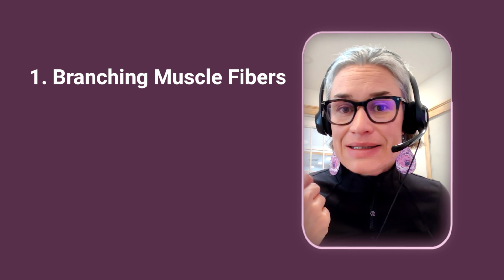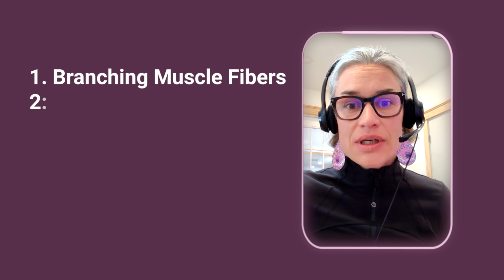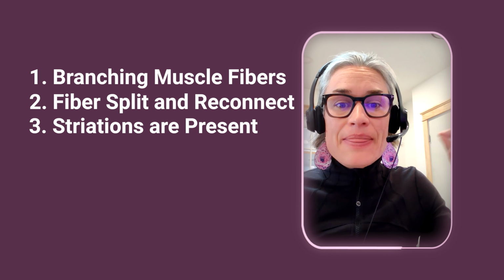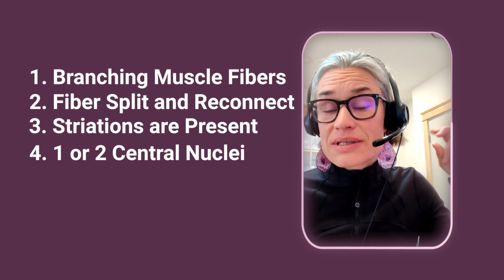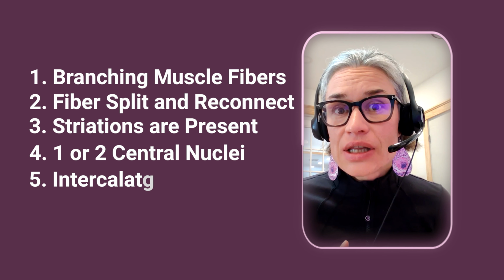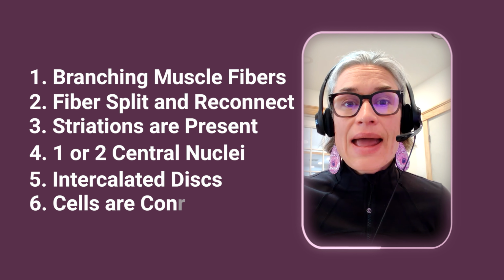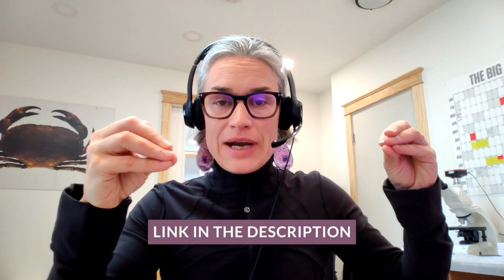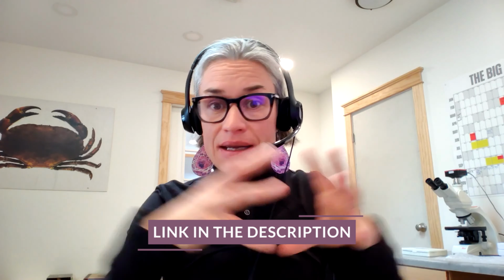They are not straight like skeletal muscle, and there's going to be a video about it, and fibers split and reconnect. Striations are present. There is a single, or sometimes two, central nuclei. We have something called intercalated discs, and cells are connected end to end. So it's not like in the smooth muscle video that I'm going to link here as well, where they were ending and there was the next cell. They are all together. It's called a syncytium, all these cells together. So let's find the stuff that we just mentioned.